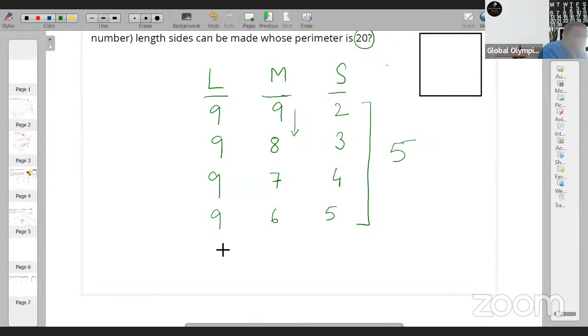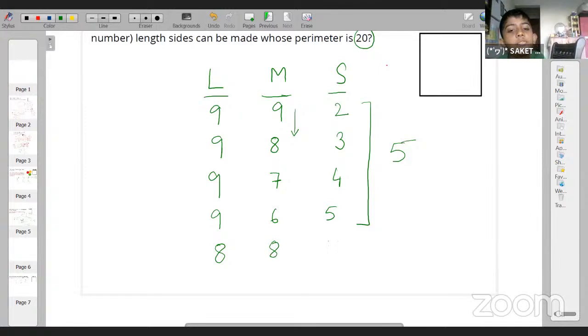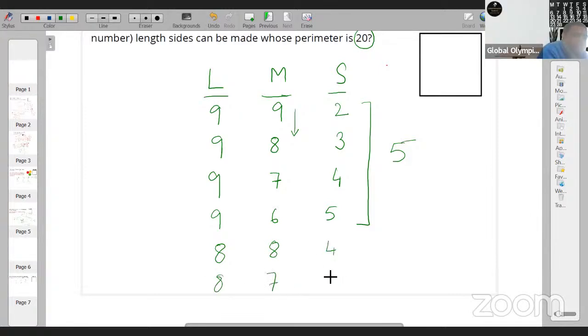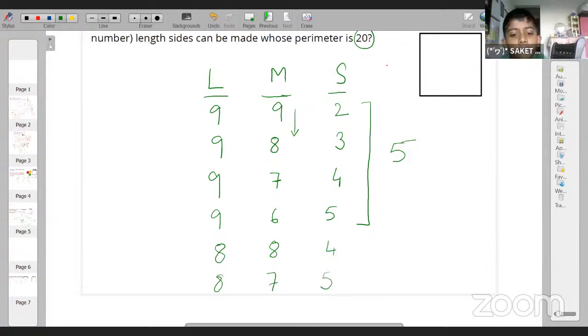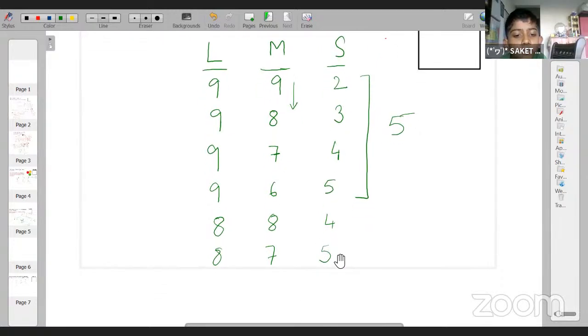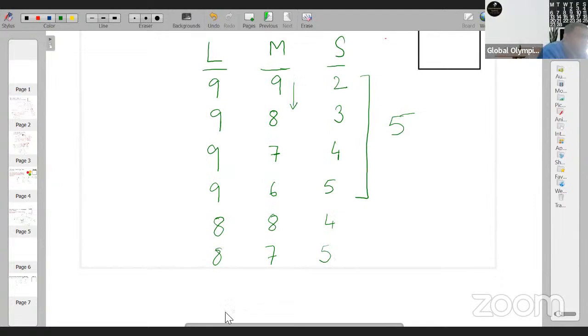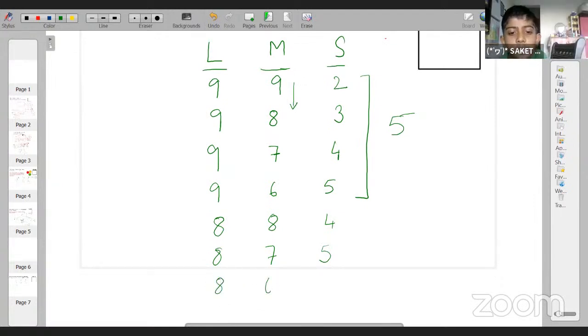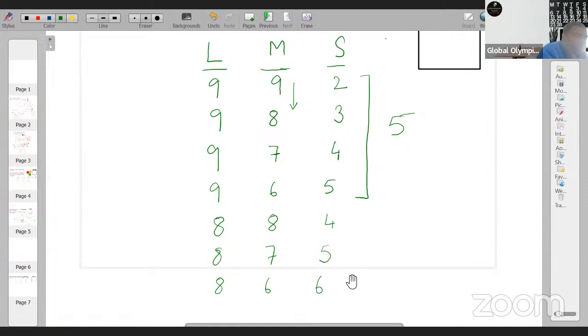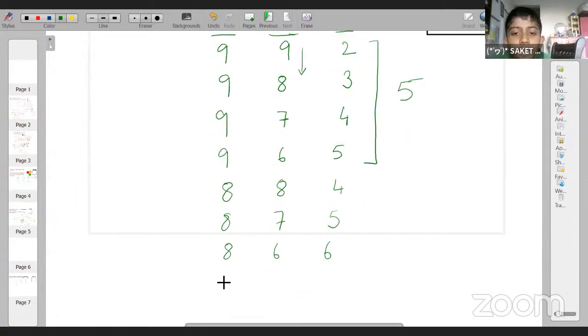Correct. Now let's start with the next largest, which is 8. So can we do 8, 8, 4? Then 8, 7, 5. Then 8, 6, 6. That's it, nothing more. We are not interested in the order, just the triangle.